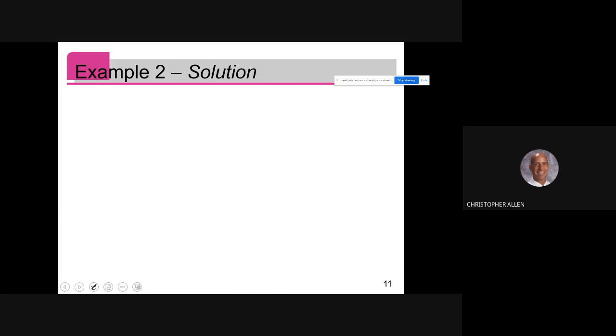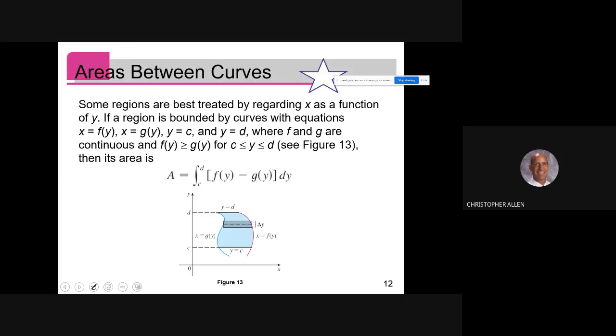I'm just going to move on. I'm not going to rewrite all that stuff. Oh, I guess I should mention one thing. There are some examples where they're going to ask you to integrate along the y-axis. This can happen. It's not super common, but they might. You do it the exact same way.